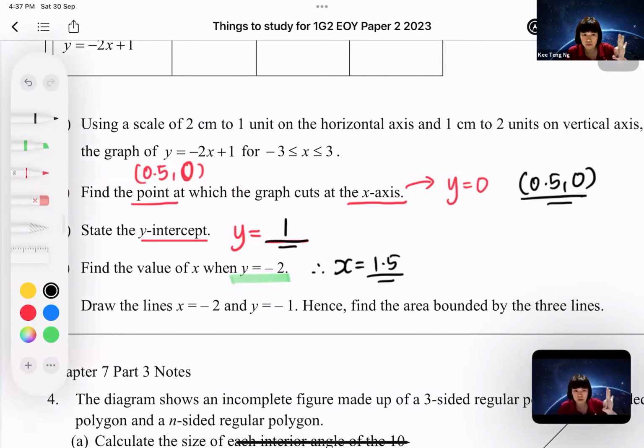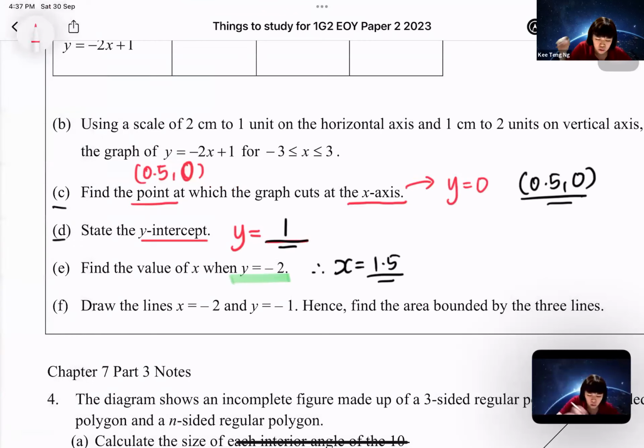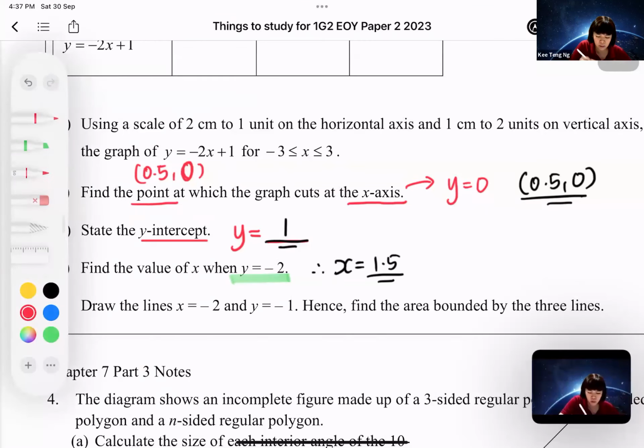Okay. Now the next two parts, this one is important, will be tested. Don't say I never tell you. Okay, start. For those who are hardworking enough to watch my video and attend my remedial, I hope you all can ace this question. Okay, draw the line x equals to -2.